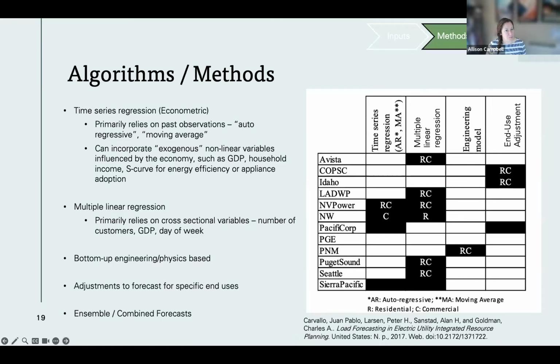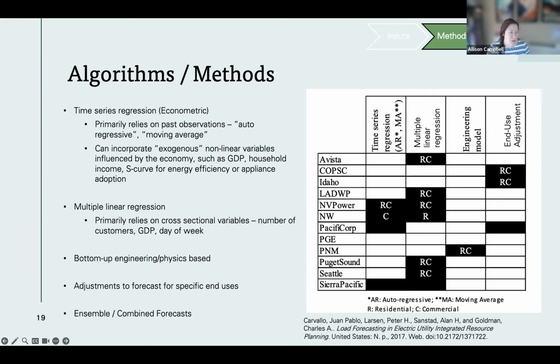Let's move on to algorithms and methods. In that same report that JP has, he also looked at the usage of different methodologies for forecasting across different utilities. The most common approaches that are used for forecasting are econometric or time series regression.